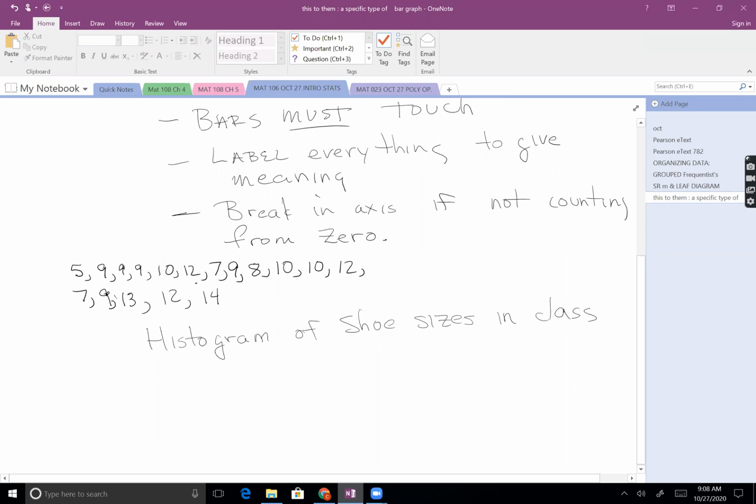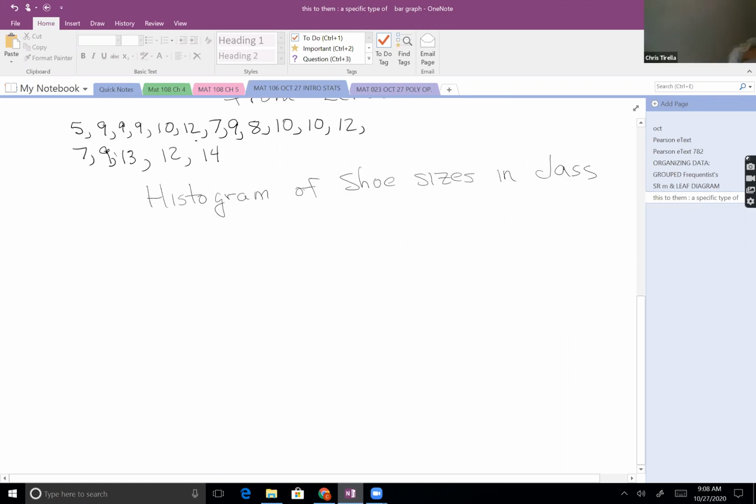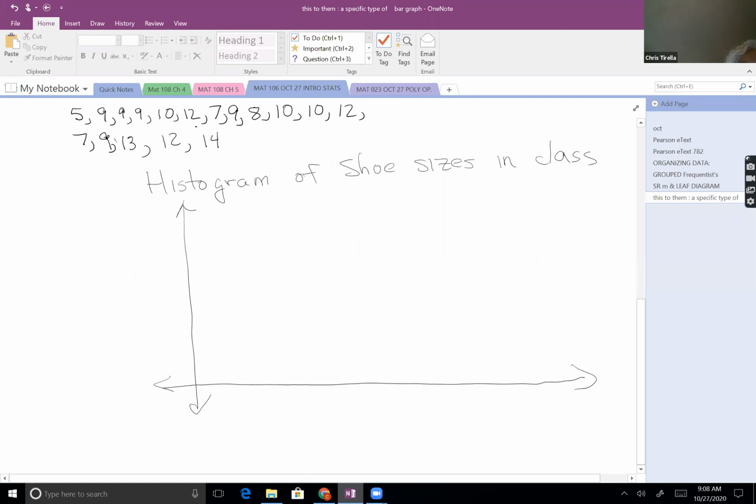So our title is going to be the shoe sizes in class. Our horizontal axis has to be our data values. Our vertical axis has to be our frequency. In terms of that horizontal axis, our data values are our shoe sizes. So I would label that shoe size.